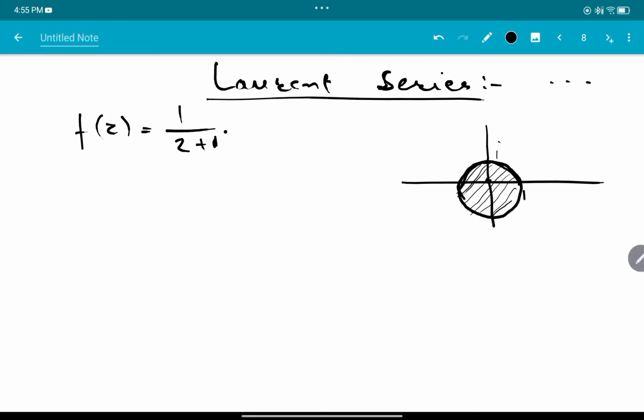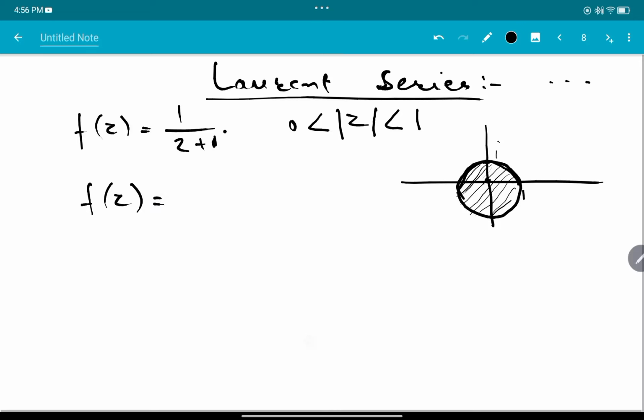Let us go for the Taylor series expansion for it. It will have a Taylor series expansion in this region, |z| greater than 0 and less than 1. In this region, let us see, can we expand this? Does this satisfy this condition? Let us see. f(z) is equal to, if I take z common, 1 by z into 1 plus i by z.